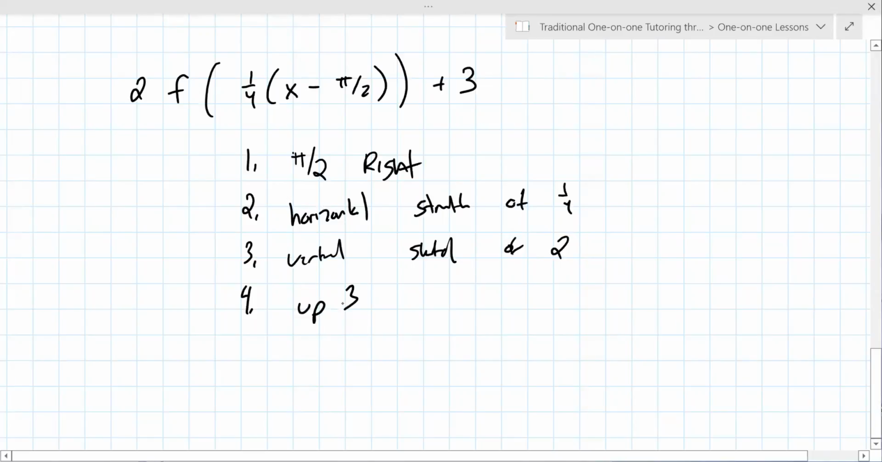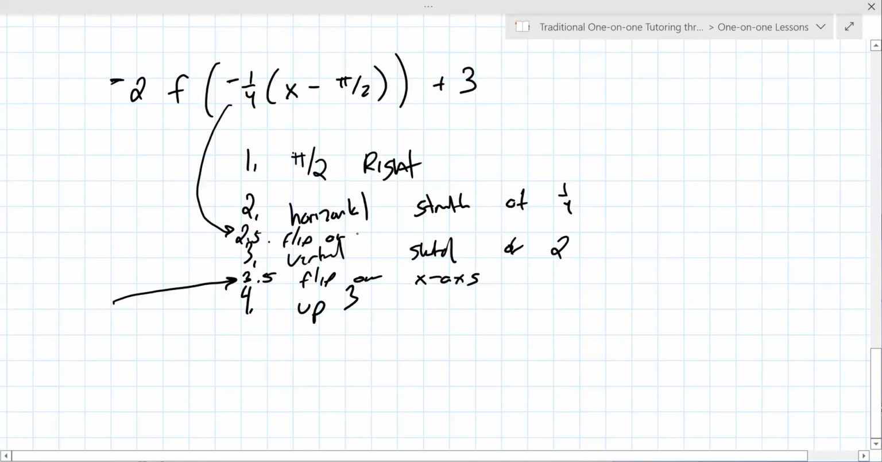So the only thing that could change based on this is it could be right or left. They could throw in a negative. So a negative would be right in here. It would be a flip over the x-axis. And then they could also actually put in a negative right up here. That would be a flip over the y-axis.